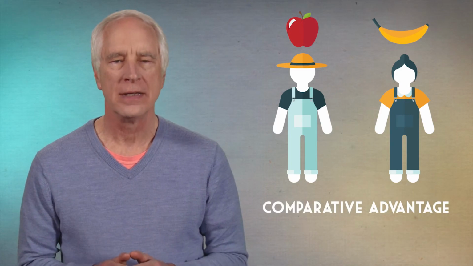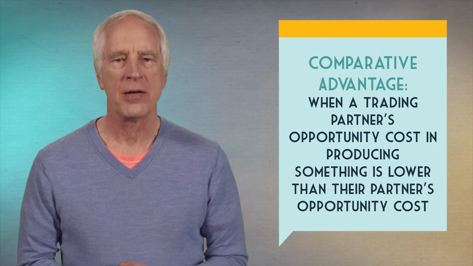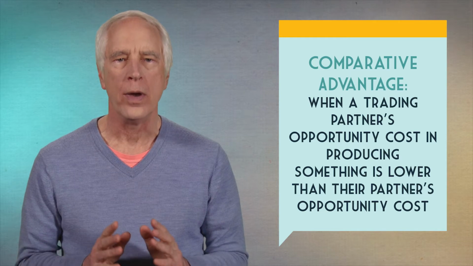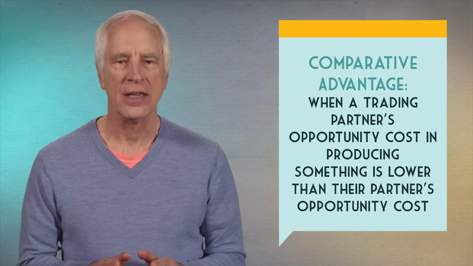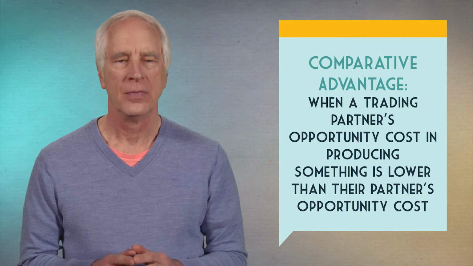The reason both Edward and Lisa can gain from trade in our example, when Edward specializes in apples and Lisa specializes in bananas, is because Edward has the comparative advantage in growing apples and Lisa has the comparative advantage in growing bananas. A trading partner has a comparative advantage in something when its opportunity cost of producing the thing is lower than its partner's opportunity cost.